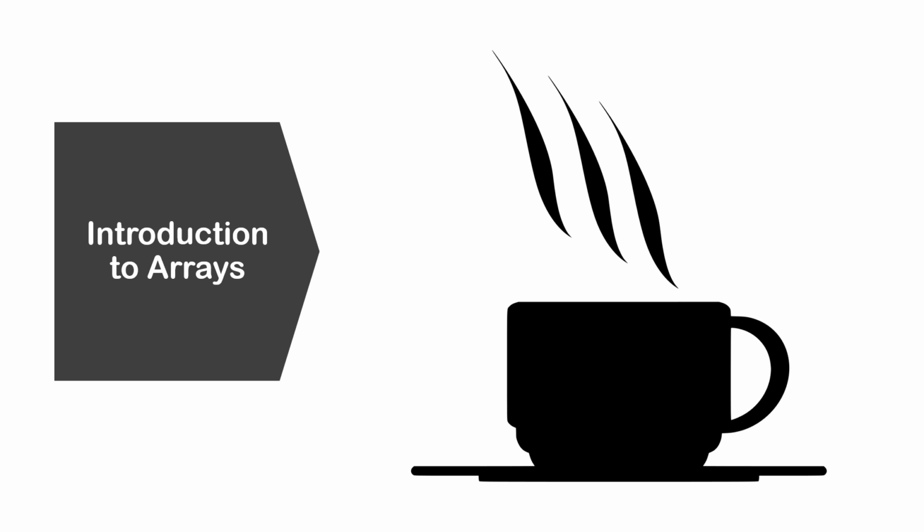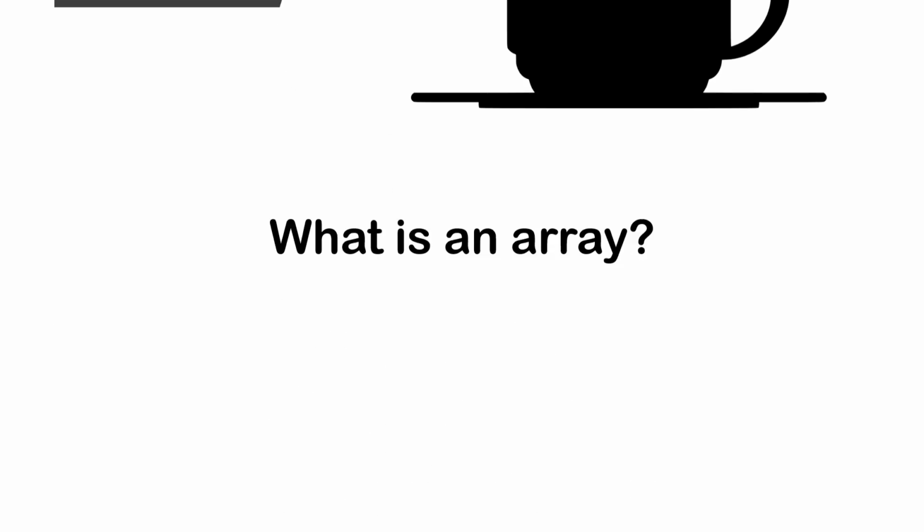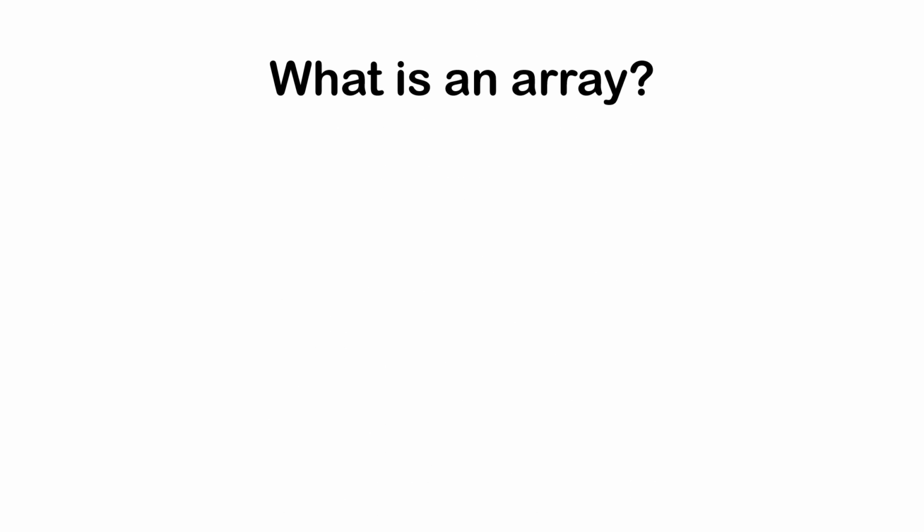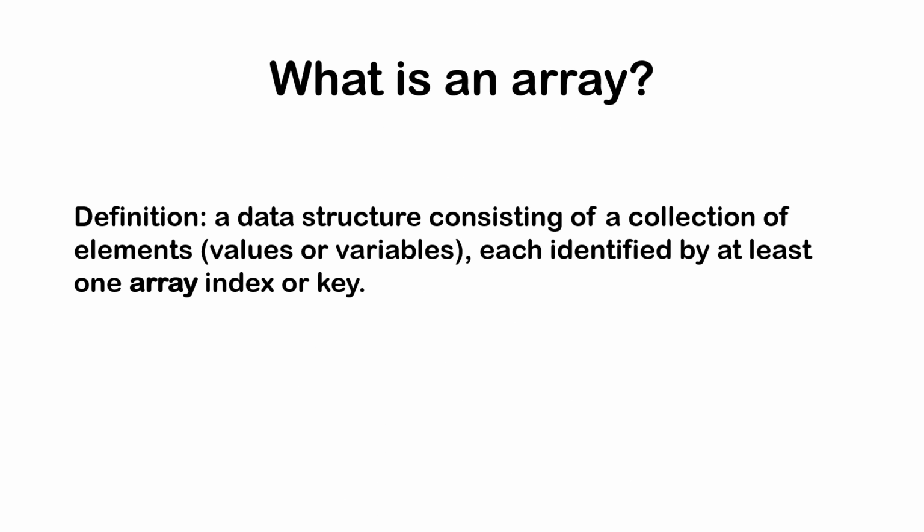Welcome to this tutorial on an introduction to arrays in Java. So what is an array? By definition, an array is a data structure consisting of a collection of elements, also known as values or variables, each identified by at least one array index or key. So what does that mean?